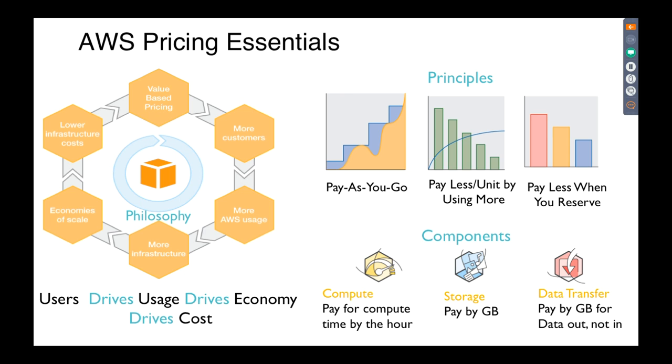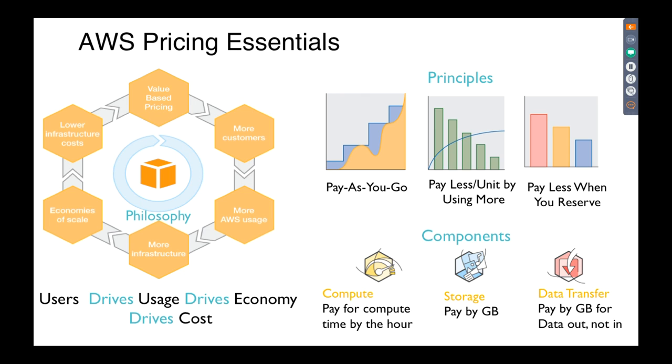So the components that make these principles and this philosophy happen, quite simply put, you have compute, which is all about the EC2 instances and the various flavors of the servers that come on Amazon, where you are essentially paying by the hour. You then have storage, which is actually tiered, as I was talking about. And within storage, you have several flavors: you have Glacier, and then you have S3 block storage.